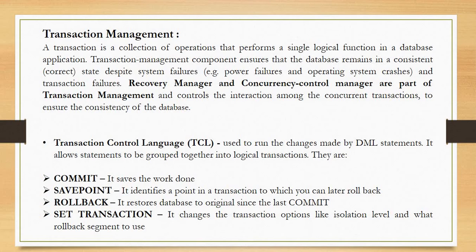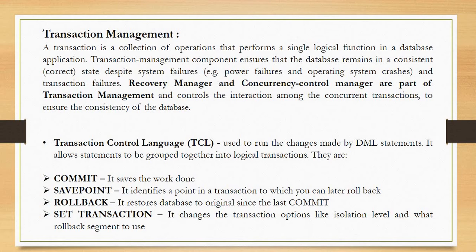Then what is a rollback? Rollback is nothing but restoring to the original state since the last successful transaction. Since commit is nothing but the last successful transaction, it tries to restore the database to the original phase. If suppose there is a failure, it will restore it to the last successful one. That is called rollback.